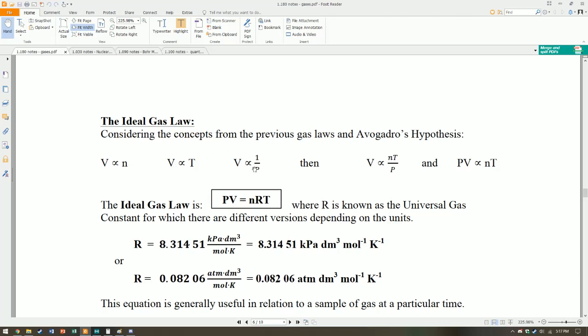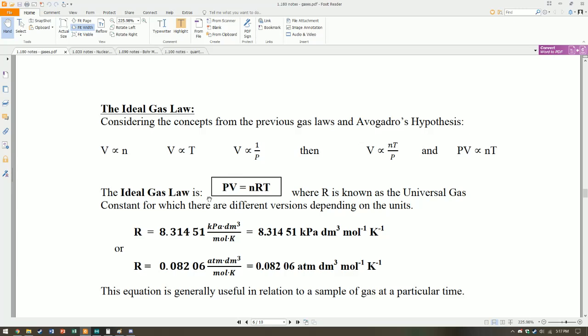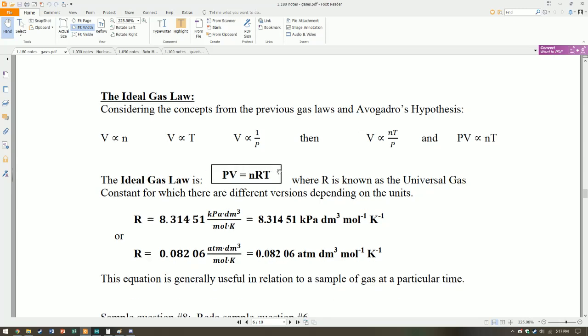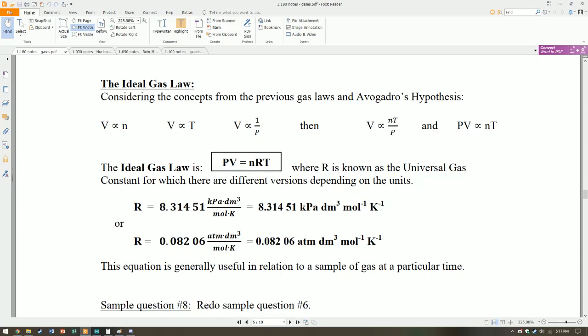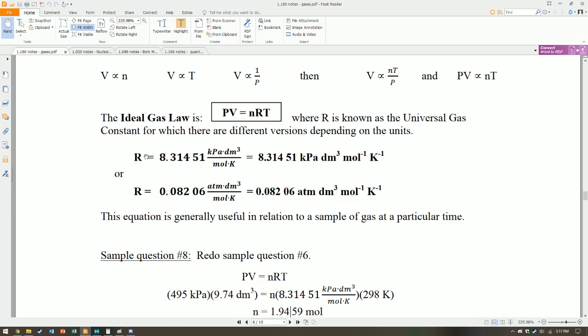So since we know that, and we know that P times V is a constant, since we know these three, then we know that volume is proportional to this product here, and the converse is true. PV is proportional to nT, and then we have the ideal gas law, which is PV equals nRT, where R is known as the universal gas constant, which is given in the data booklet.